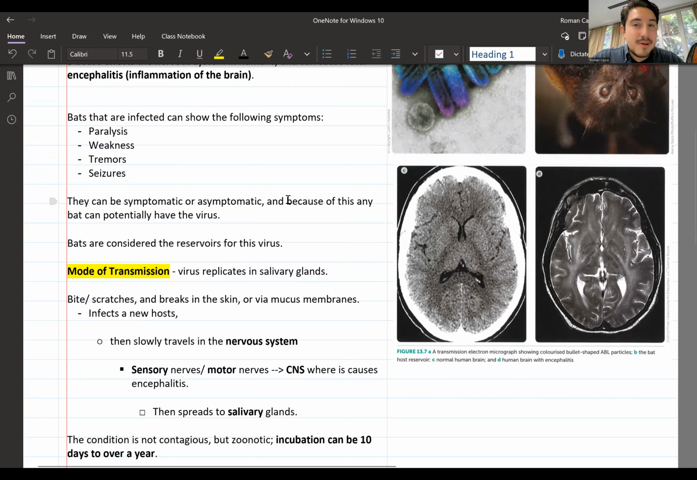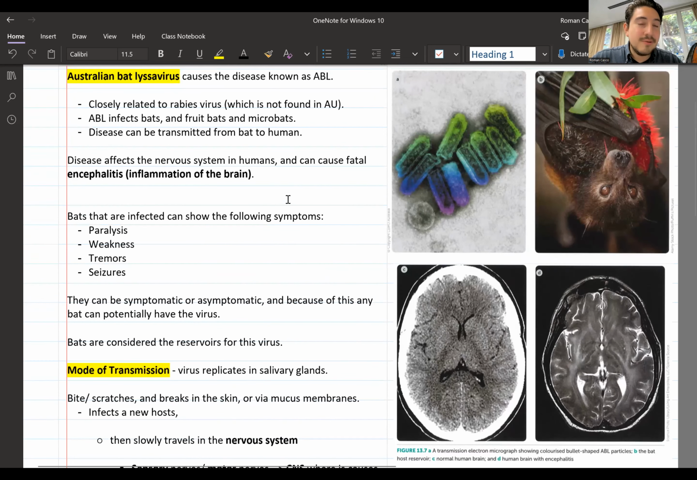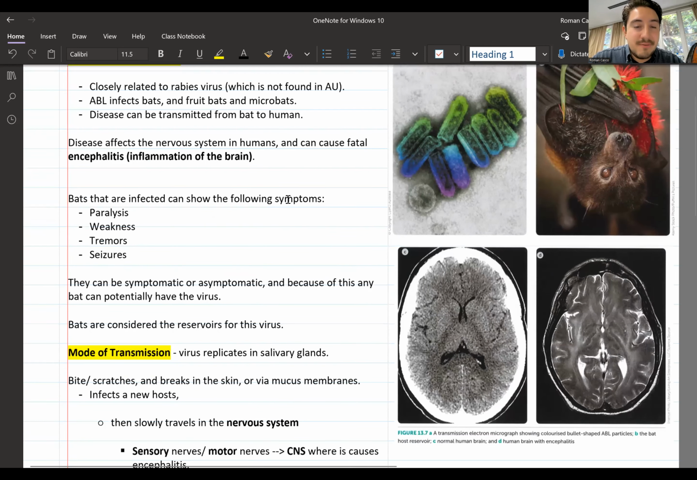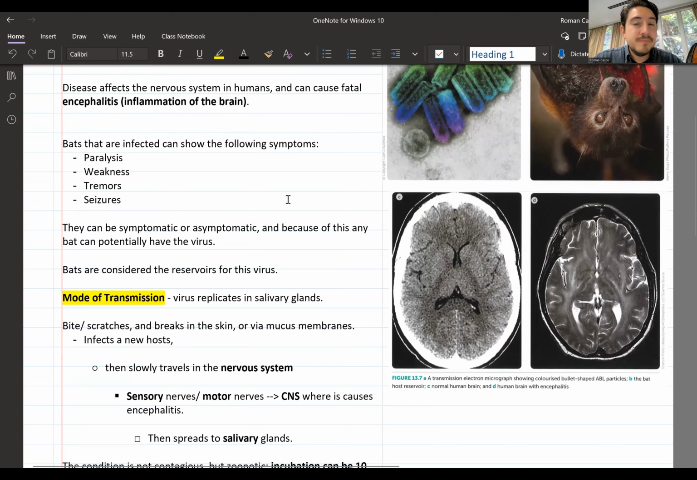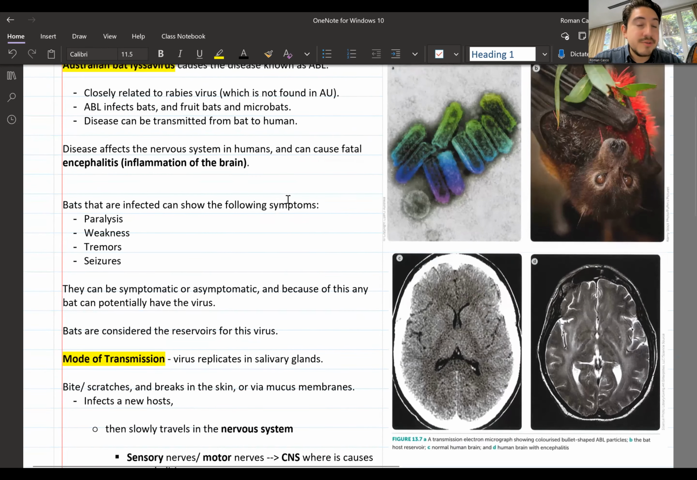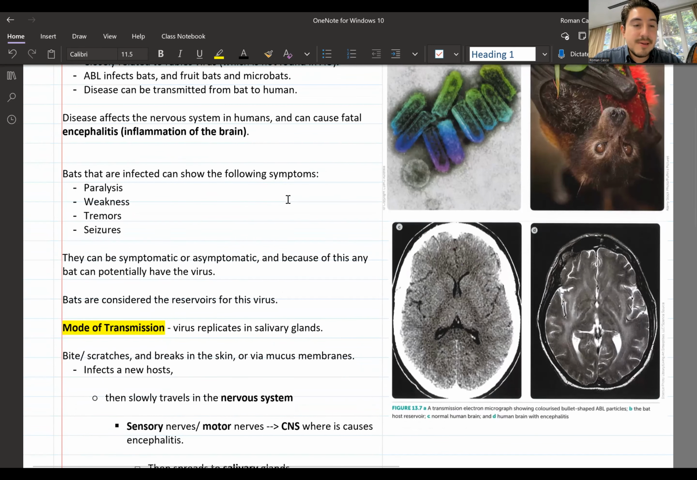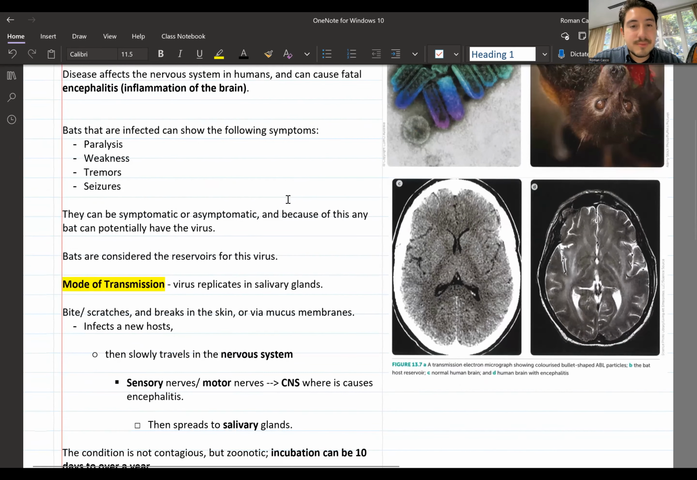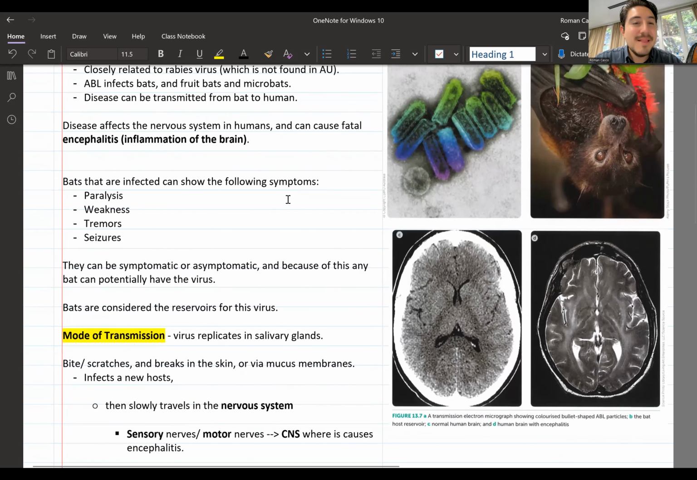Because of that, you should always be incredibly careful. Every bat could potentially be carrying the virus. They are the reservoirs, the hosts, for this particular virus. A note there, the moral of the story in this case: just don't ever touch bats.